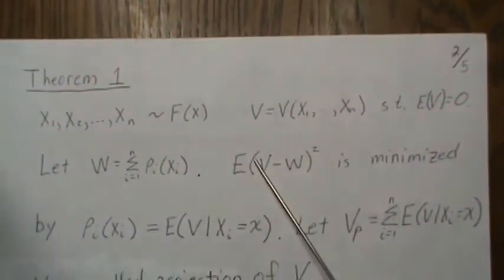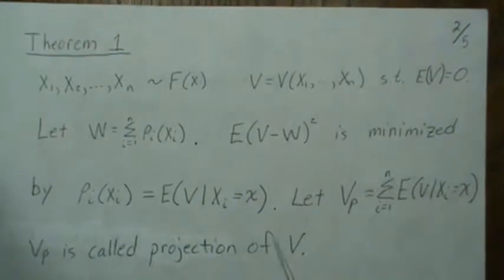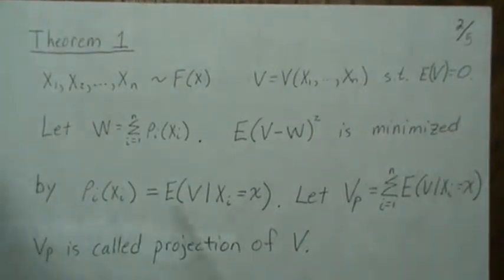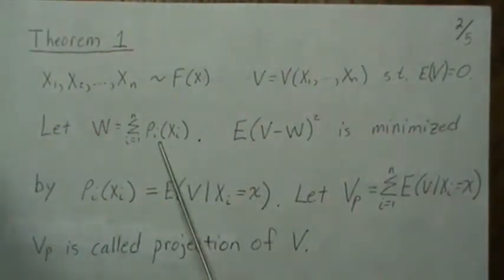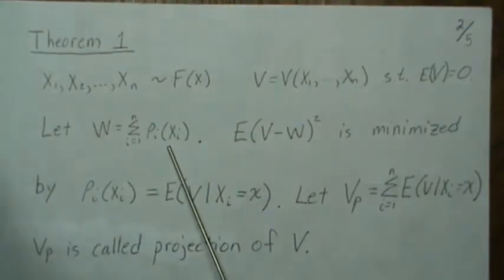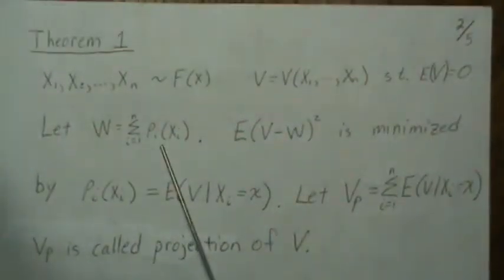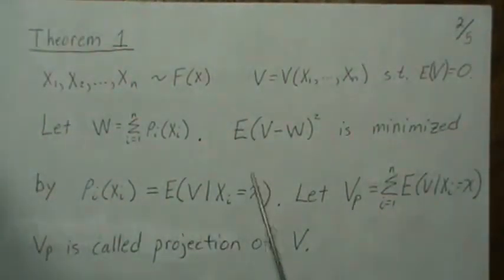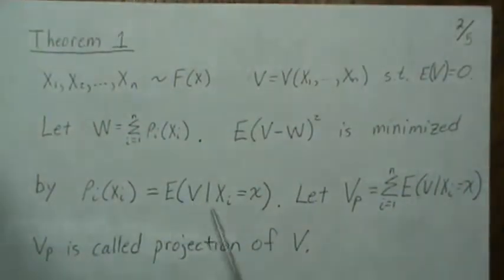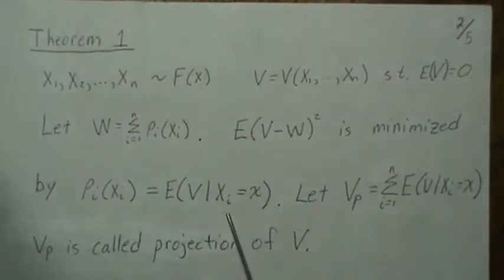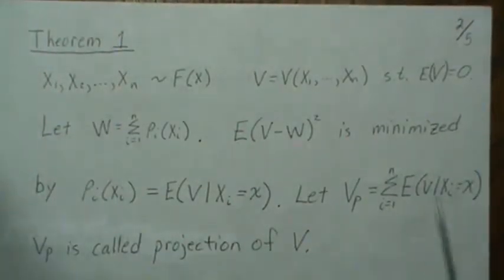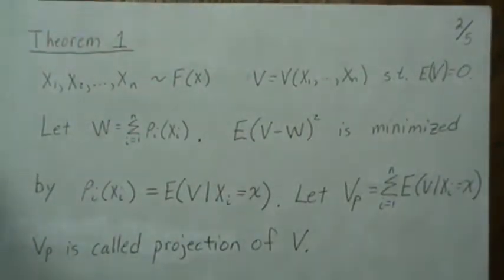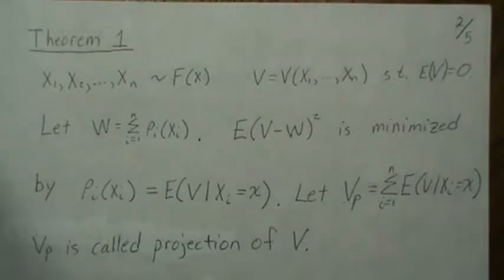Okay. And our two theorems that we're going to use, and again, not proving them in this video: we have data, and some statistic V such that the expectation is 0. Now, if W is some function of the sum of independent random variables, then we want to minimize this expected squared difference, and it's minimized by this: the expected value of V given Xi. Then we take the sum of those, and that's our projection. VP is called a projection. V is projected onto the class of sums of independent random variables.